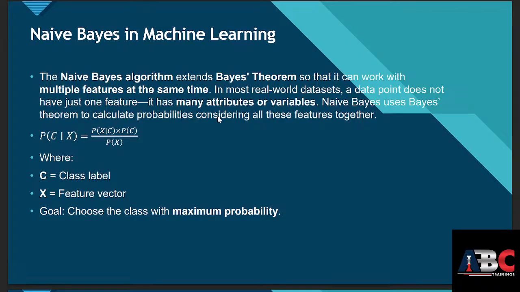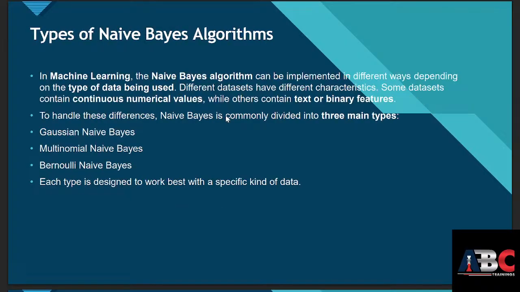Now the types of the Naive Bayes theorem. In machine learning, the Naive Bayes algorithm can be implemented in different ways depending on the type of data being used.